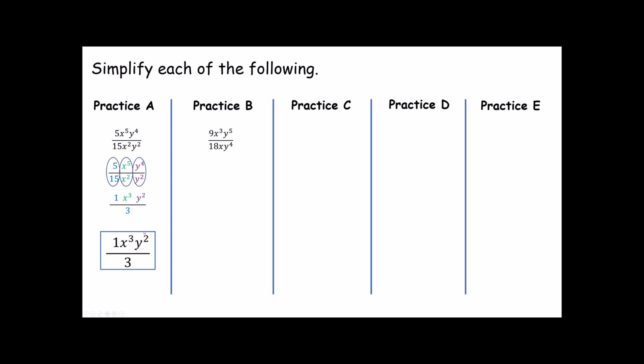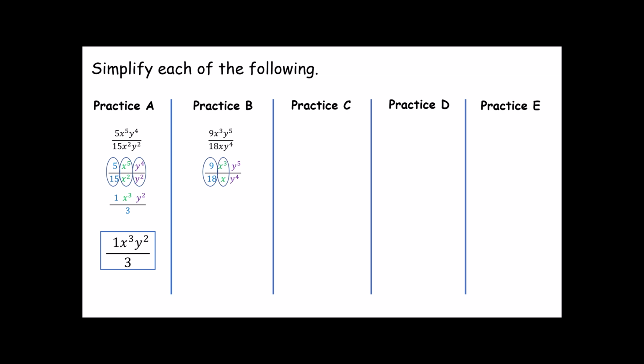9x to the third, y to the fifth over 18xy to the fourth. Again, I'm going to think of my numbers, my x's, and my y's. Does 9 over 18 simplify? Well, sure, that's 1/2. X to the third and x to the first, our new rule says I should subtract the exponents. This is going to be x squared. Y to the fifth and y to the fourth, our new rule says to subtract those. This is going to be y to the first.